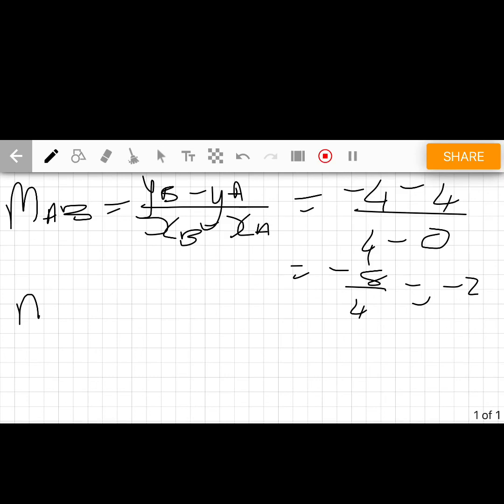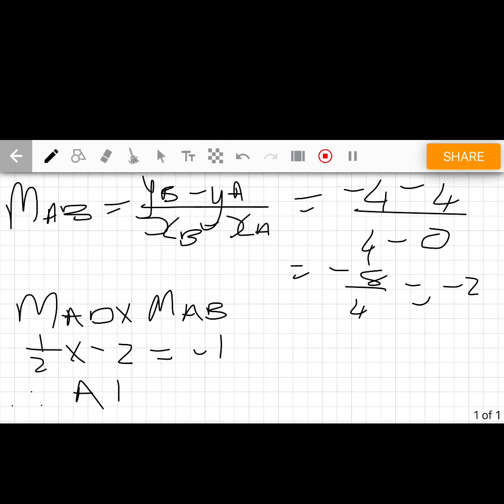So now to check, if I multiply gradient AD with gradient AB, it's 1/2 times -2, which gives me -1. Therefore, it means AD is perpendicular to AB. Why? Because if lines are perpendicular, the gradients multiply and equate to -1.